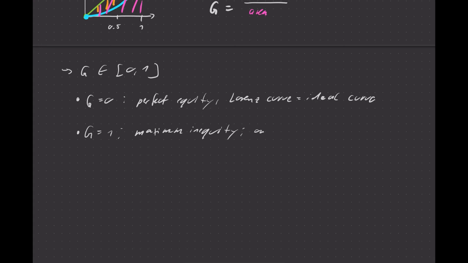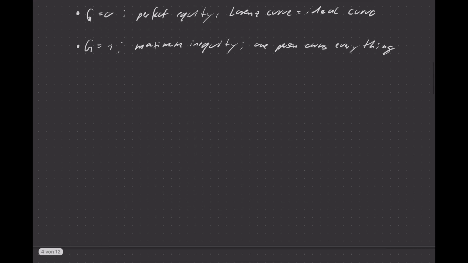Basically, that means one person owns everything. And just to give you an idea of the real Gini index, usually there's two measures. You could take the Gini index by income, or you could look at the wealth distribution.